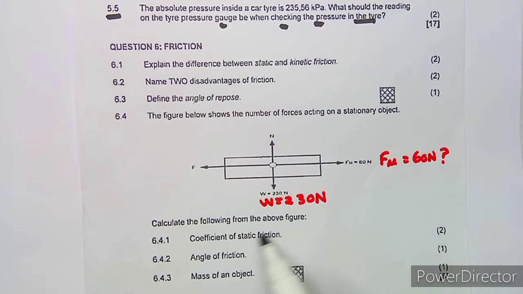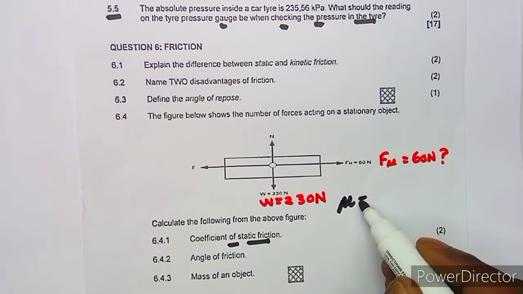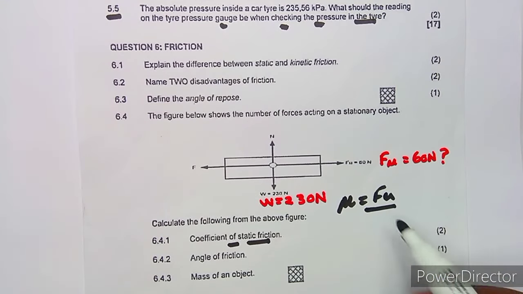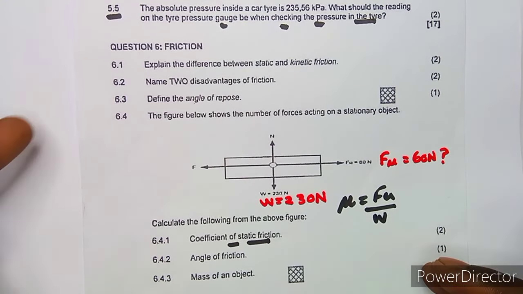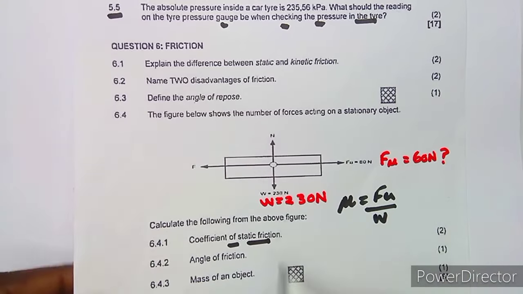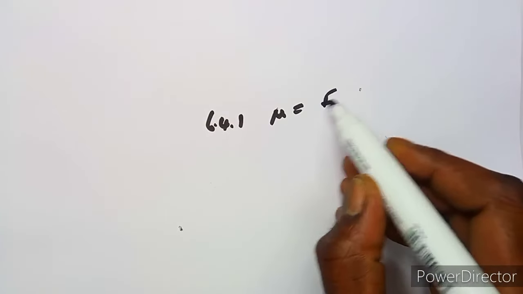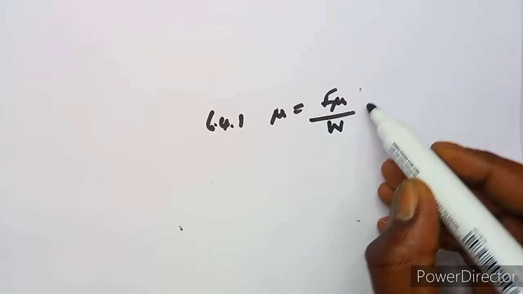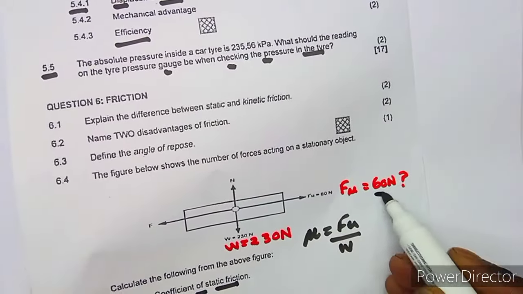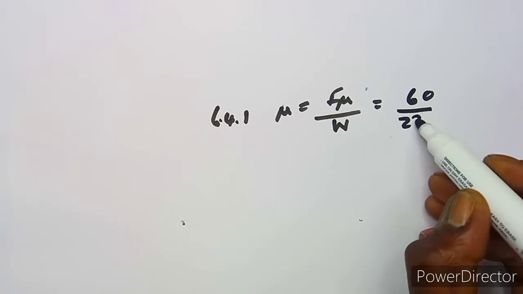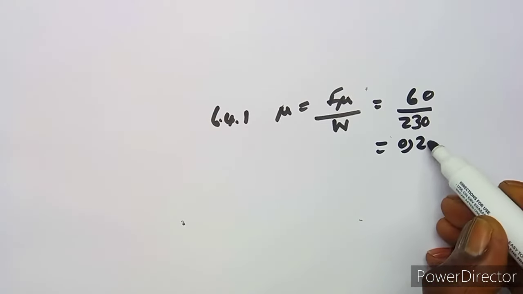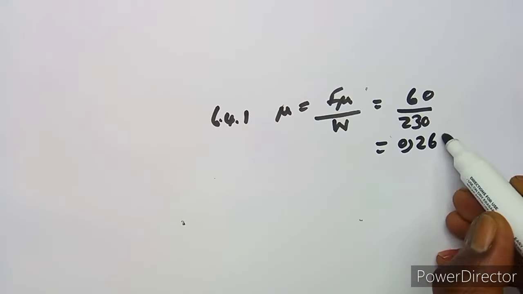So the first question is to calculate, from the above figure, the coefficient of static friction. So what's the coefficient of static friction? We know that is the frictional force over the normal reaction, which is actually, you can use the weight there as 230 because these actually oppose each other. So which means on 6.41 we shall have this as the frictional force over the weight component, and the frictional force is there 60 Newton, the weight component is 230, so it's 60 over 230, all right, which is going to give us 0.2608, which is going to be 0.261.